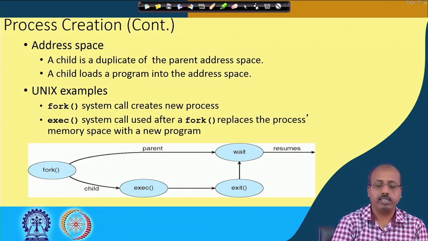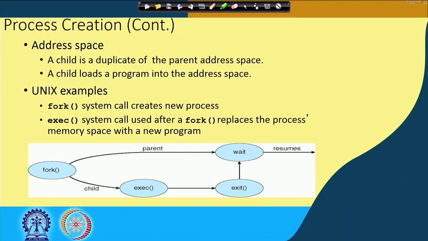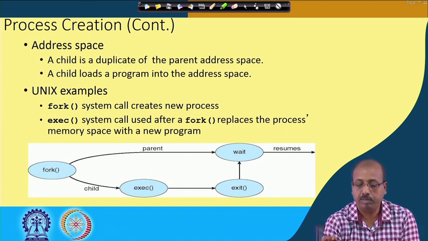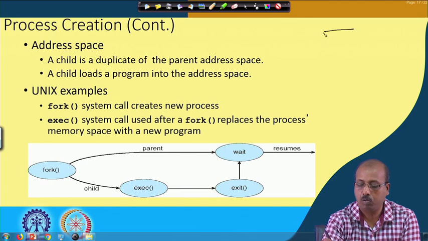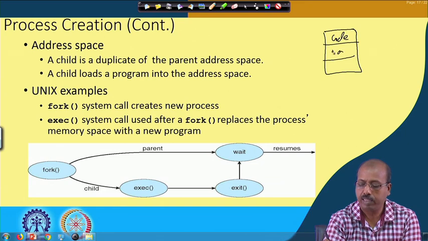So, fork is the system call. This fork system call creates a new process, and then there is an exec system call that can be used after a fork that replaces the process memory space with a new program. By default, if you look into the parent process, the parent has this code segment, data segment and stack segment. So, this is the parent process.